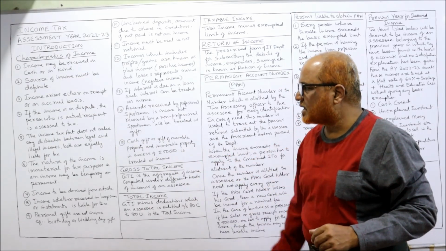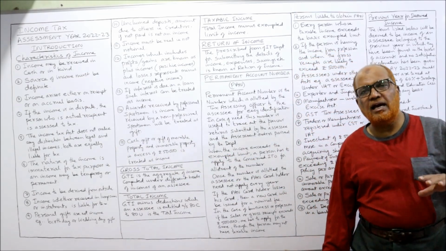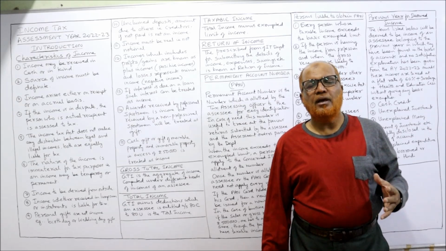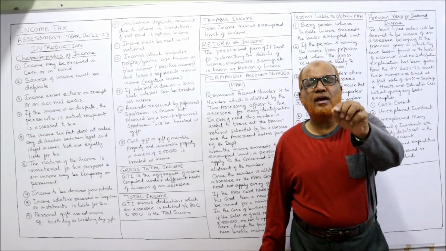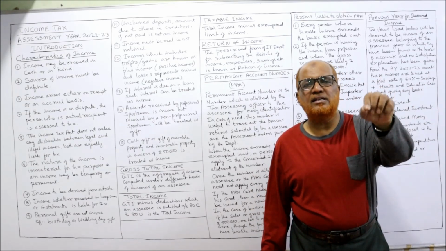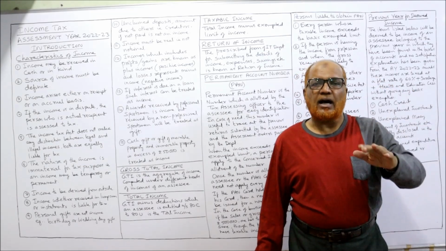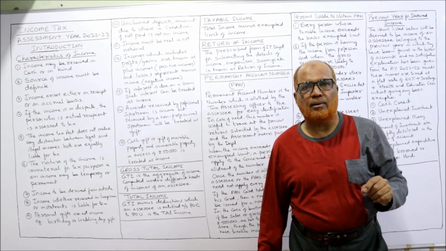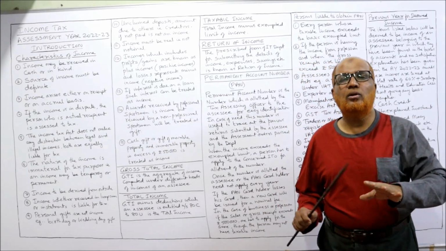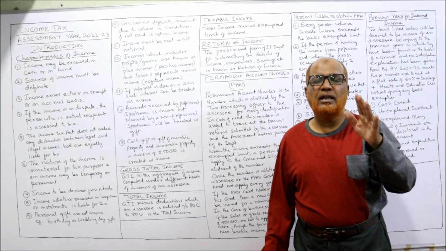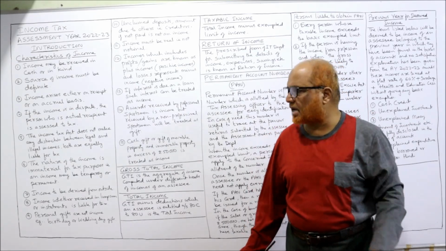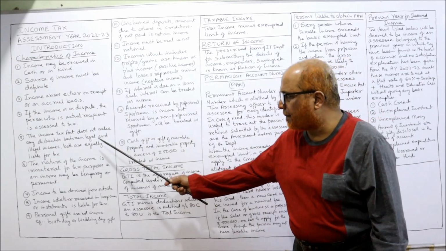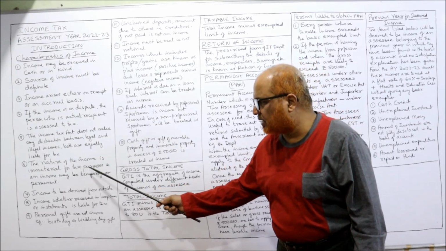Next one, the Income Tax Act does not make a distinction between legal and illegal income. The Income Tax Act says every income is taxable, whether it is legal or illegal. The other acts are there which will take action against illegal income. But the Income Tax Act is not bothered about the legality of income. Every income is taxable.